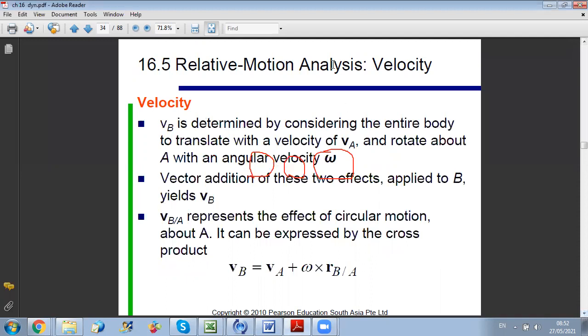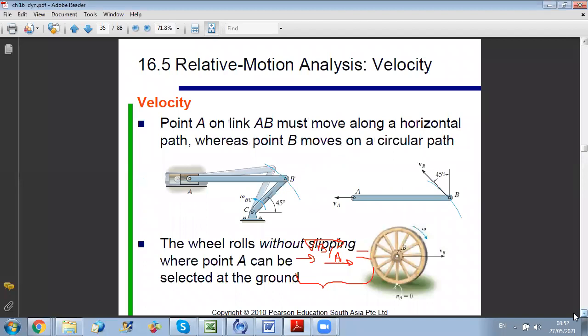Now, in general, since VB relative to A represents a velocity of rotation, and we have seen together yesterday that when we have rotation it can be written in vectorial form as omega vector cross AB, which is R of B relative to A. So now I can say that in general plane motion, I can relate any 2 points by the following relation, which is VB equals VA plus omega vector cross AB.